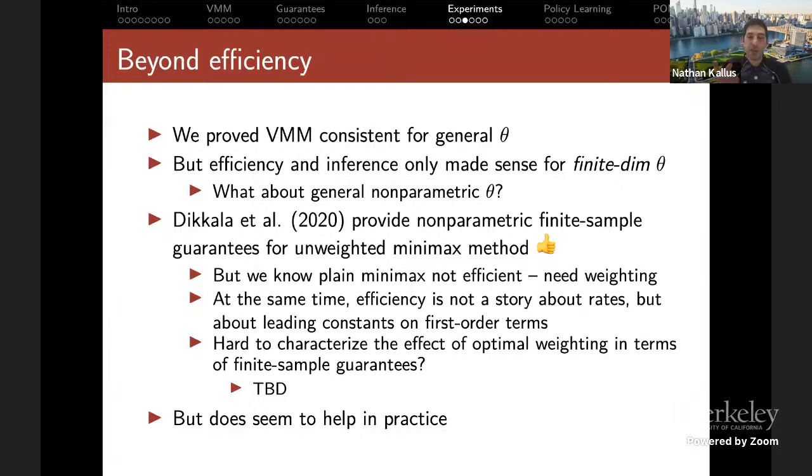It would essentially be the leading constants, but it's actually hard to characterize in this case when we're talking about these non-parametric cases. I haven't been able to figure this out, but it does seem that in practice, even when we're not talking about finite dimensional theta, adding this regularization does help us even when we're doing non-parametric estimation.